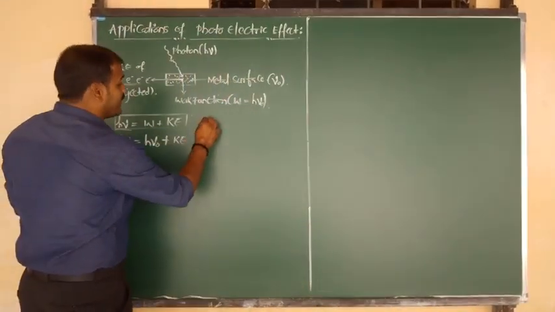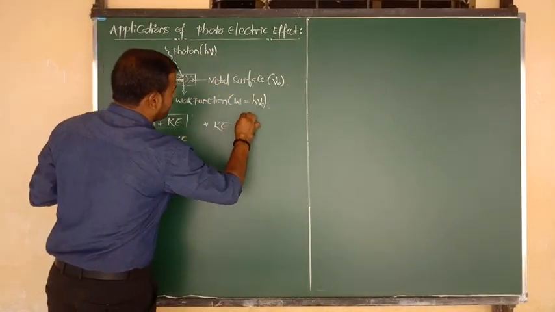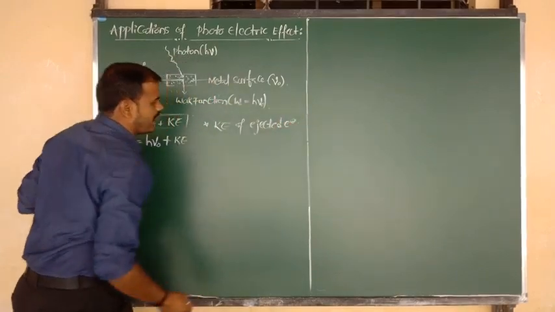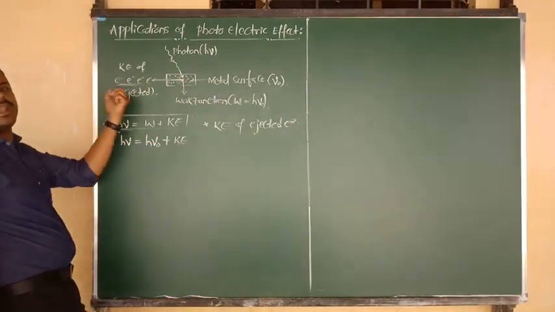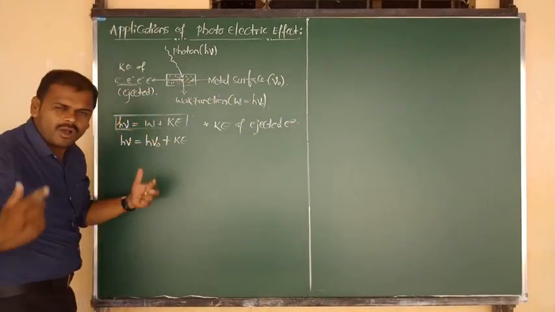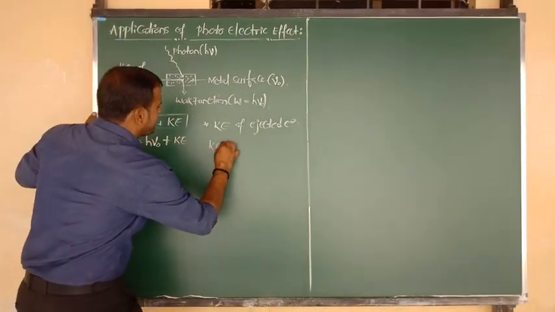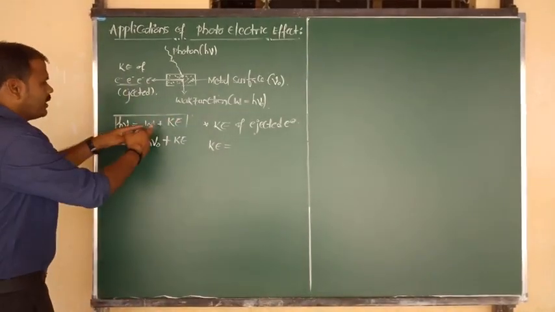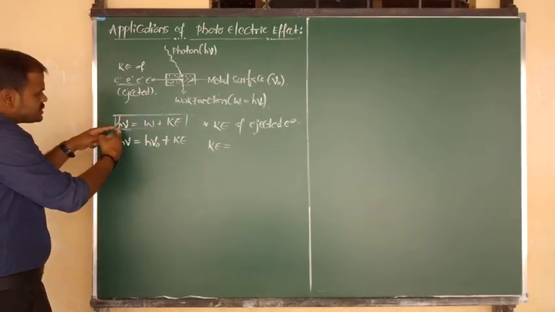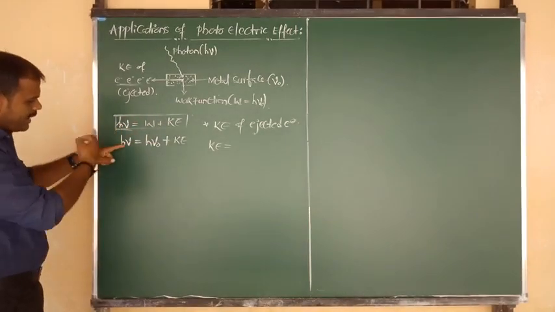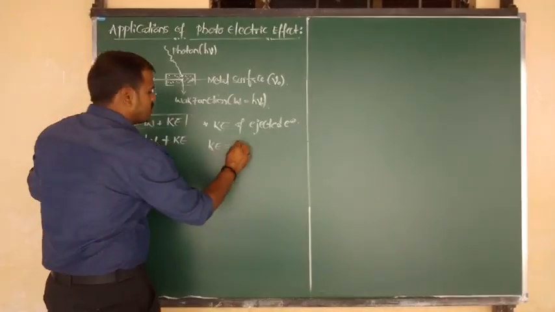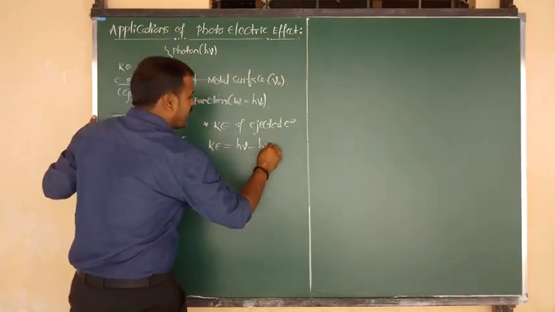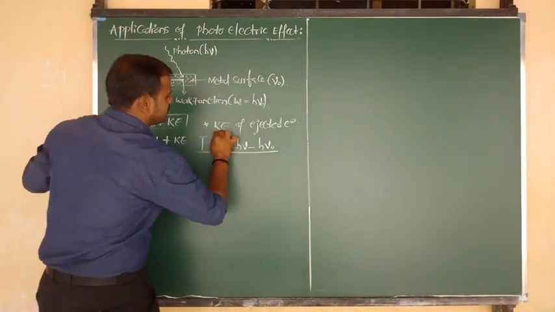And finally I have given another formula to calculate the kinetic energy of ejected electrons. So the ejected electrons have some amount of kinetic energy, and we can calculate it using this formula. Kinetic energy Ke equals h nu minus W, or we can write h nu minus h nu naught.